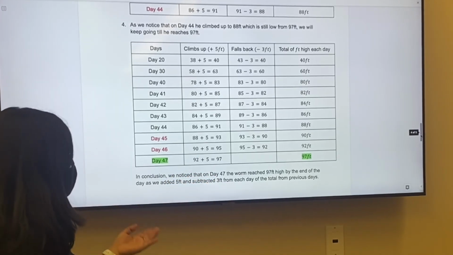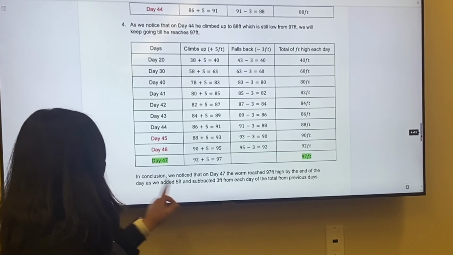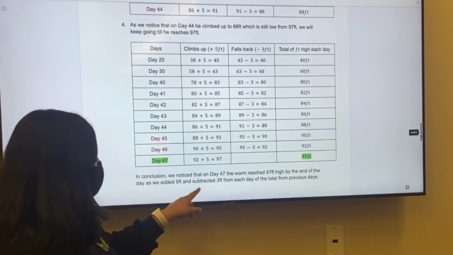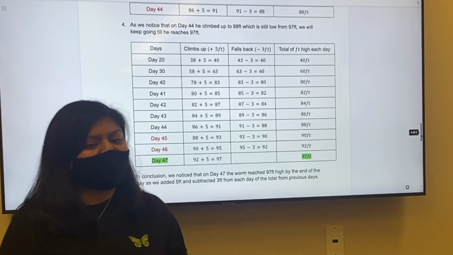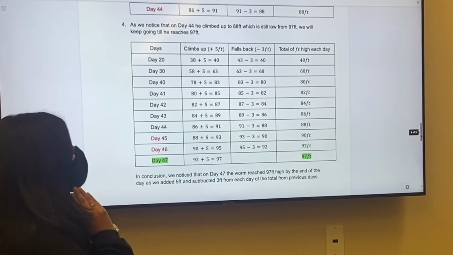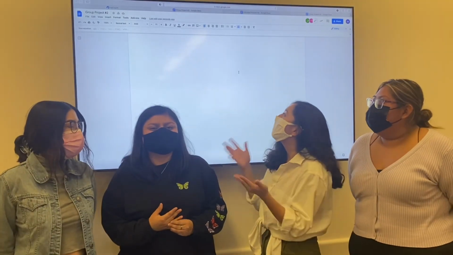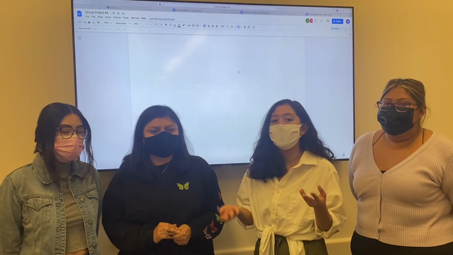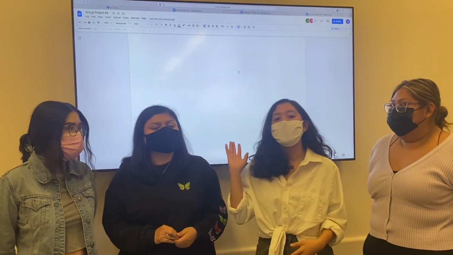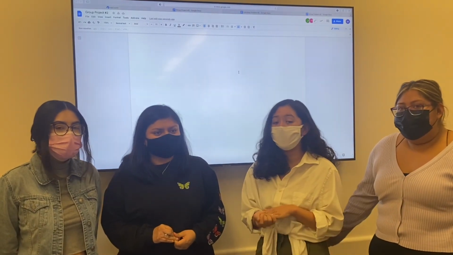In conclusion, we notice that on day 47, the worm reached 97 feet by the end of the day, as we added 5 feet and subtracted 3 feet from each day of the total from the previous days. So that's how he got to 97 feet. Thank you. Now that we have our answer to our problem, we've been able to explain it. I hope that you can understand our thought process, and we went into further detail on how we got our answer.